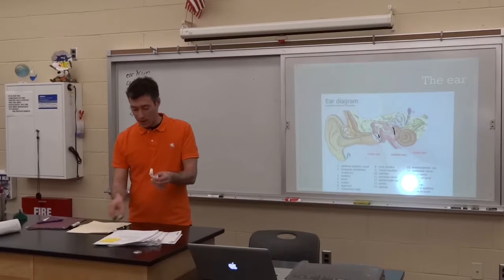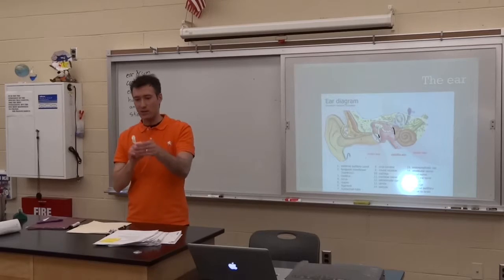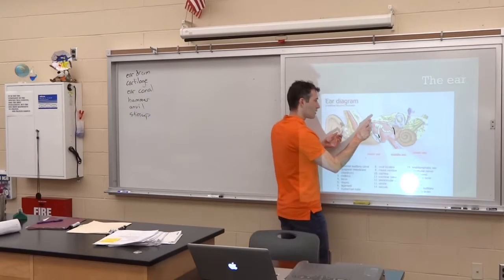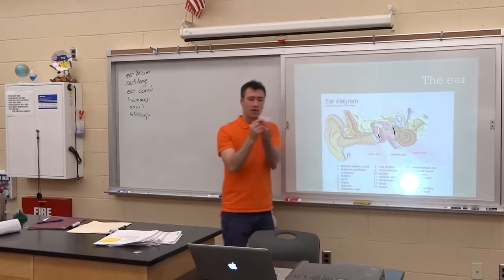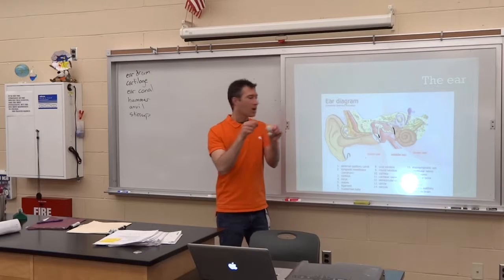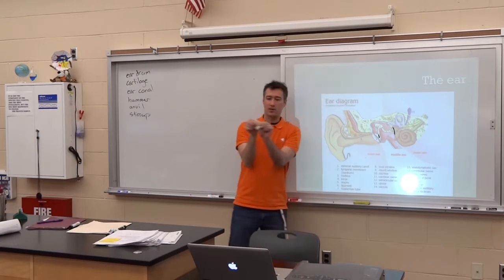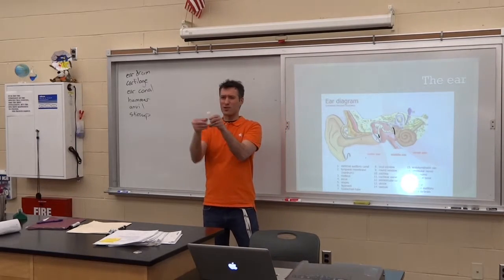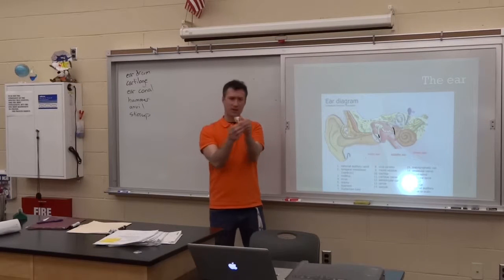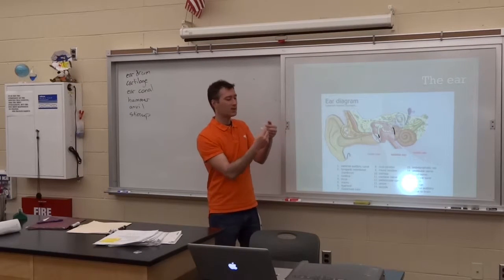Let me try and match this up to that, and then I'll pass it around for you. The malleus is this part here. The incus is this other part here. It almost looks like a molar, like a tooth. The tooth-looking part is the malleus and the incus. And then the stapes is down here.